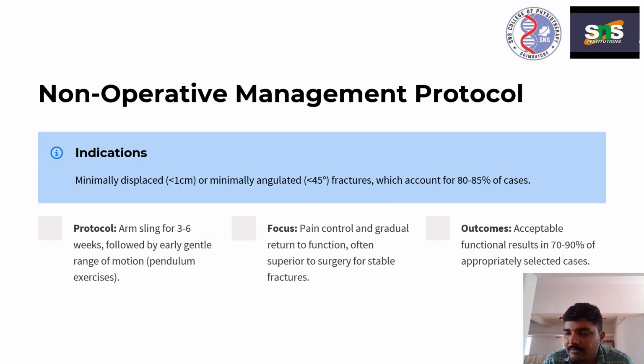The non-operative management protocol. Indication: minimally displaced, less than 1 centimeter, or minimally angulated, less than 45 degrees, accounting for 80 to 85% of cases. Protocol: arm sling for 3 to 6 weeks, followed by early gentle range of motion with pendulum exercises. Focus on pain control and gradual return to function, often superior to surgery for stable fractures. Outcome: acceptable functional result in 70 to 90% of appropriately selected cases.